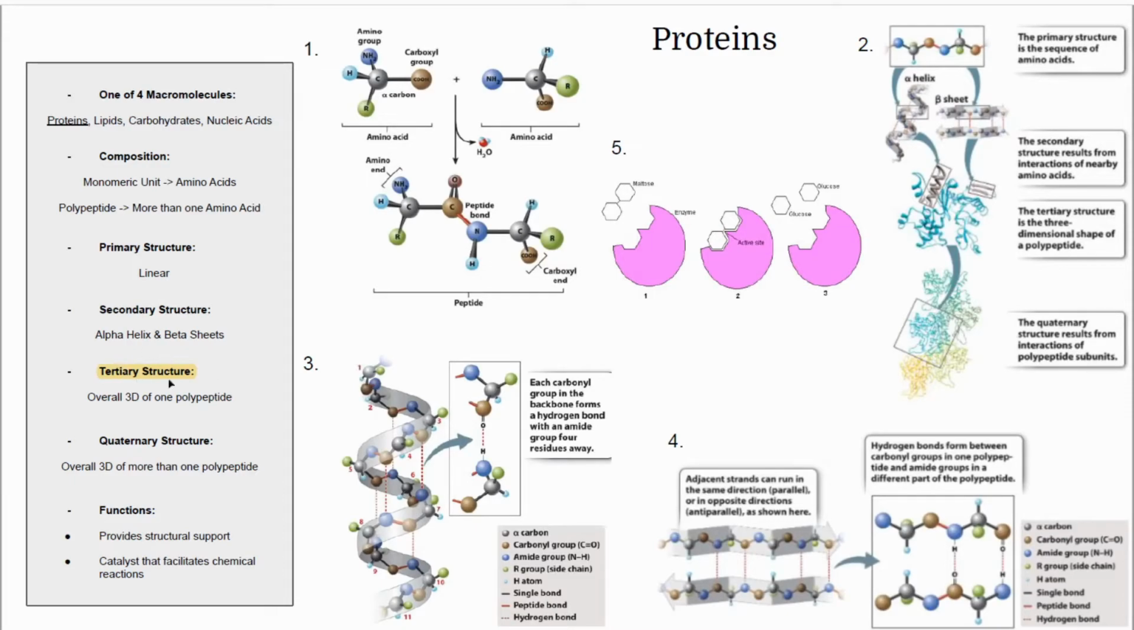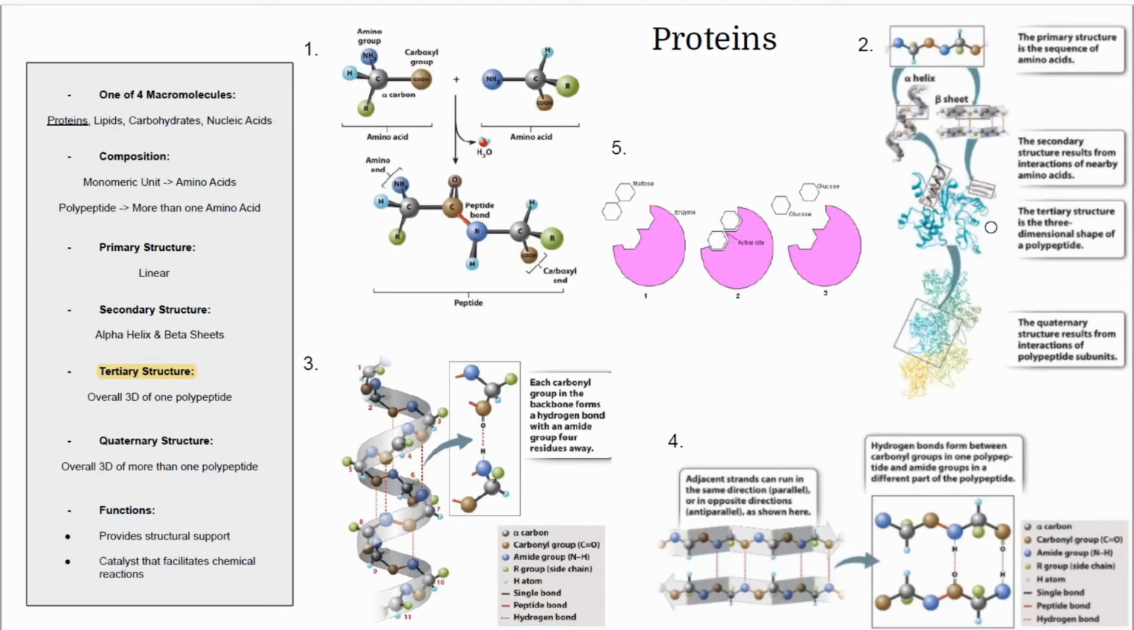Next, we're going to talk about the tertiary structure of a protein. The tertiary structure is the overall 3D form of one polypeptide chain. So if you look here, it includes the alpha helix and beta sheets. If you have a sequence of amino acids and you let it interact with itself, you get the tertiary structure. A good way to think about it is the tangled earbuds scenario.